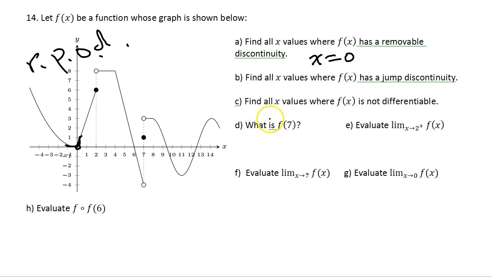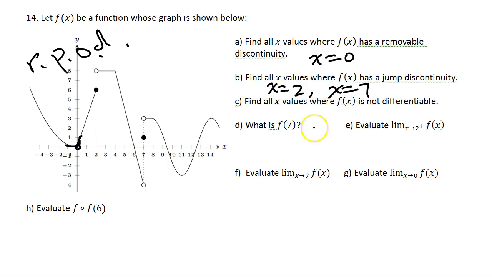Find all values where f of x has a jump discontinuity. These two discontinuities are jump because it goes from one place to another suddenly, right? So the value changes abruptly. So these two values, x equals 2 and x equals 7, have a jump discontinuity.